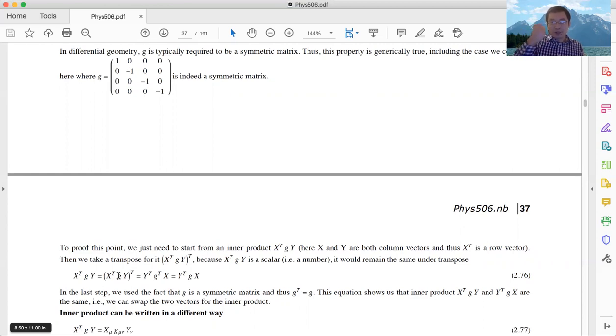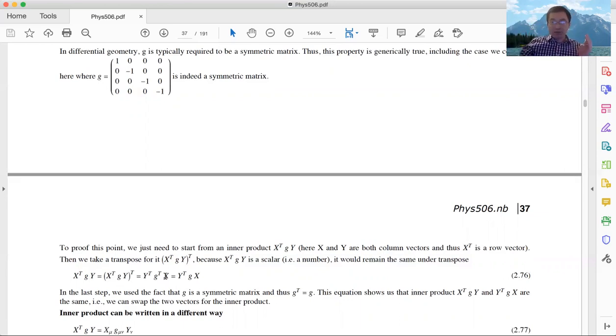So for a number, when we take the transpose, it's still the same number. For a matrix, the transpose gives you a different matrix. But if you only have a number, a 1 by 1 matrix, transpose is the same as no transpose. So they are the same. And when we take the transpose of 3 objects, we need to reorder them: put the last one to the front, so y to the front, x to the end, and g in the middle. This is a property of transpose.